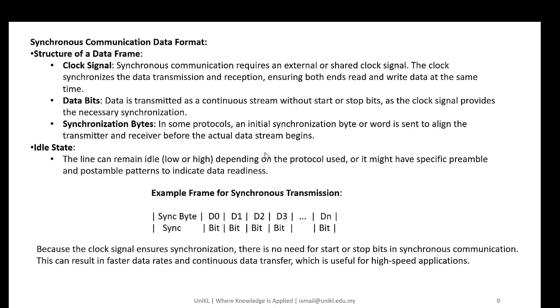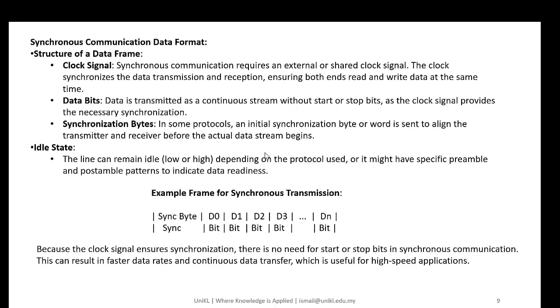But in synchronous, the structure of the data format is a bit more complicated. We have a clock signal for synchronized communication. It is used to synchronize the communication and requires a set clock signal. The clock synchronizes the data transmission and reception, ensuring both sides read and write data at the same time. So data is transmitted as a continuous stream, with no start and stop bits. In synchronous, we don't have that frame.